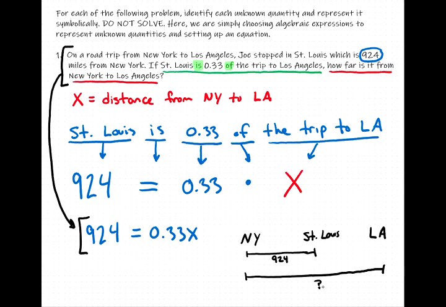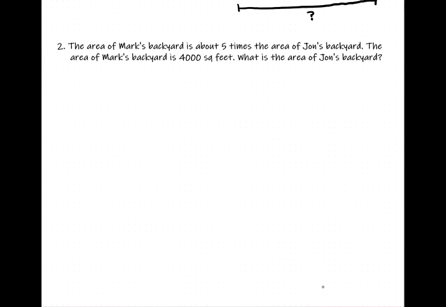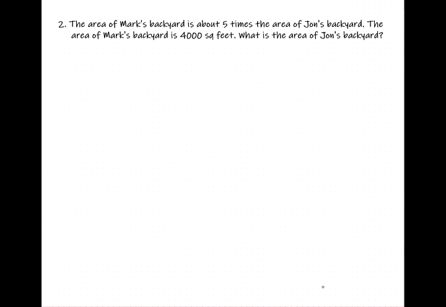Okay, so let's look at number 2. The area of Mark's backyard is about 5 times the area of John's backyard. The area of Mark's backyard is 4,000 square feet. What is the area of John's backyard? All right, again, starting at the end of the problem, here's the question. The unknown here is the area of John's backyard.